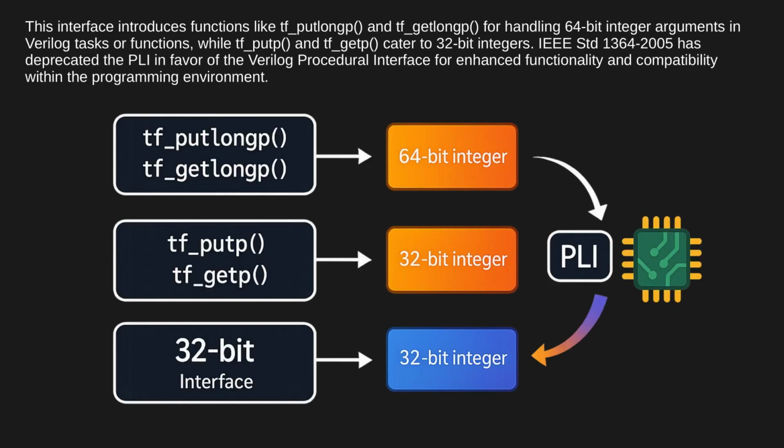This interface introduces functions like tf_putlongp and tf_getlongp for handling 64-bit integer arguments in Verilog tasks or functions, while tf_putp and tf_getp cater to 32-bit integers. IEEE 1364-2005 has deprecated the PLI in favor of the Verilog Procedural Interface for enhanced functionality and compatibility within the programming environment.